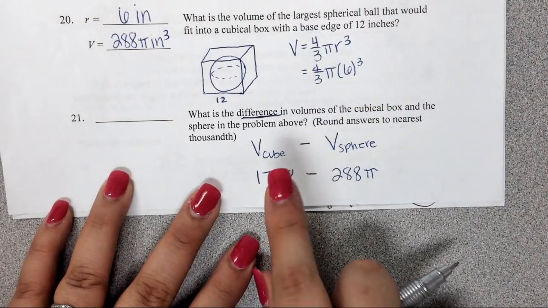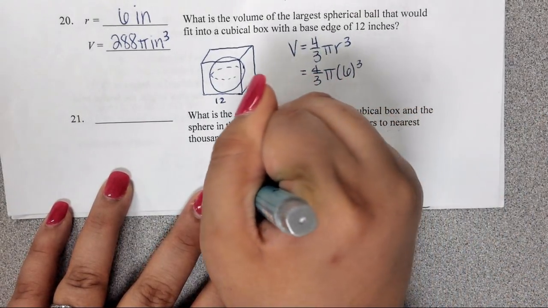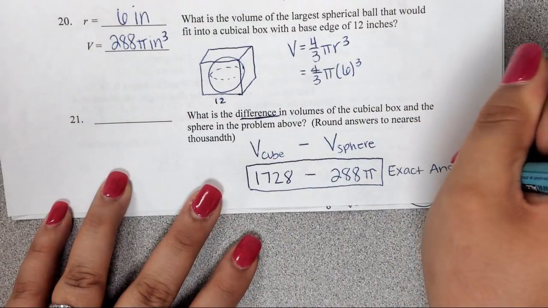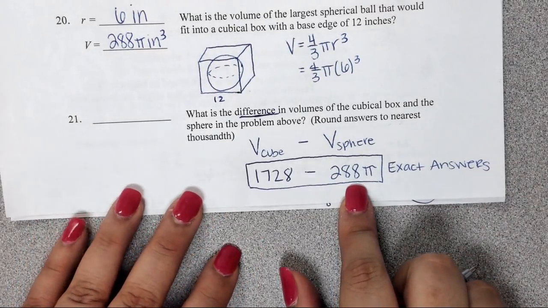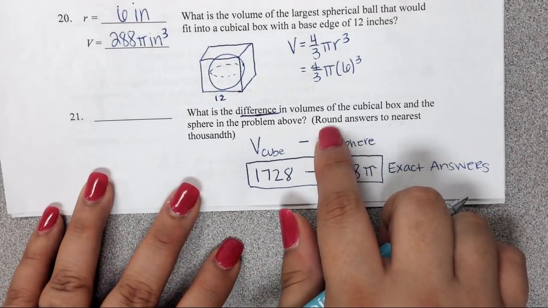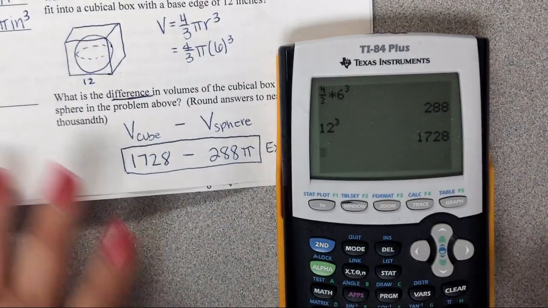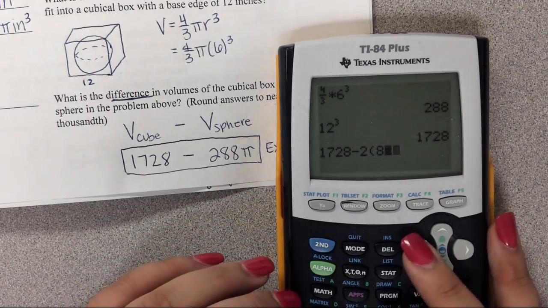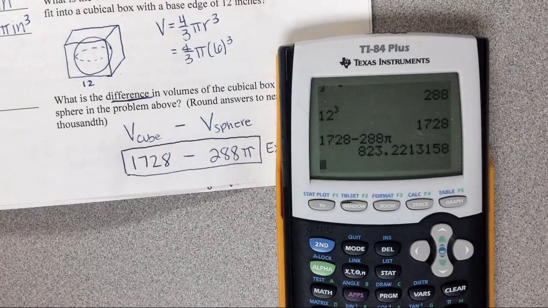If I ask for exact answers, this is your exact answer. Exact answers have no decimals. But do I ask for an exact answer here? If you see something that says round your answer to the nearest thousandth, then I want you to put that whole answer in the calculator. You see how I put that whole answer in the calculator? And that's the answer I want on your paper.